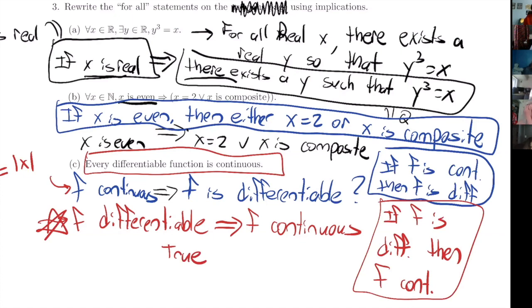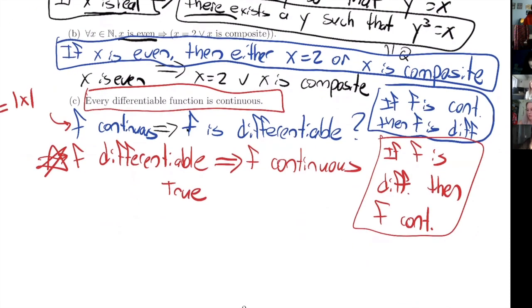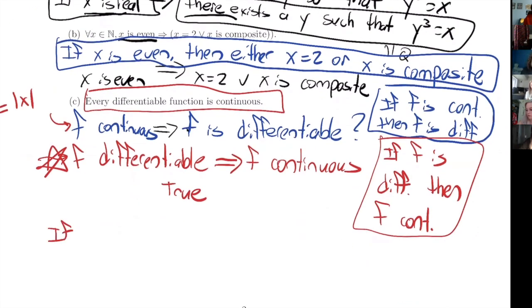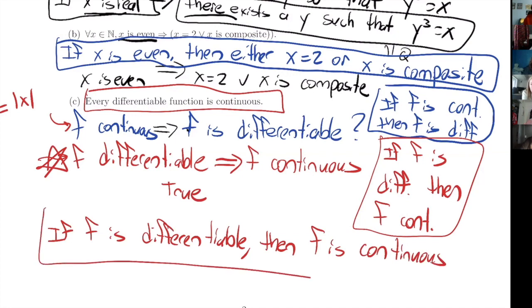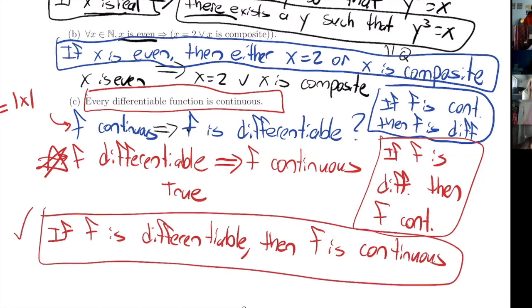But statement C is definitely saying we start with a differentiable function and then we're claiming that it therefore has to be continuous. So that's why we start with f is differentiable and then we end with f being continuous. If we wanted to state this clearly in English, this is equivalent to saying if f is differentiable, then f is continuous. And again, that is a true statement.